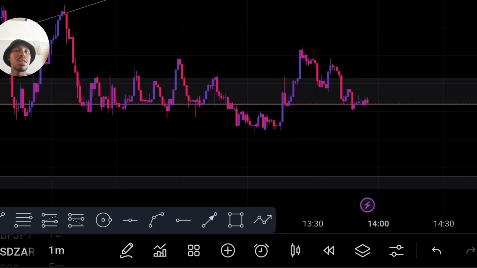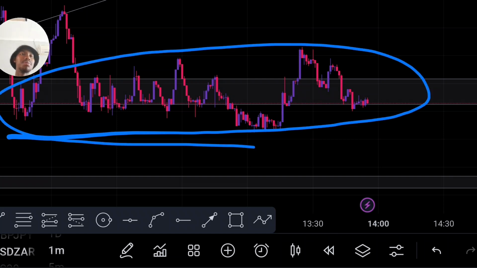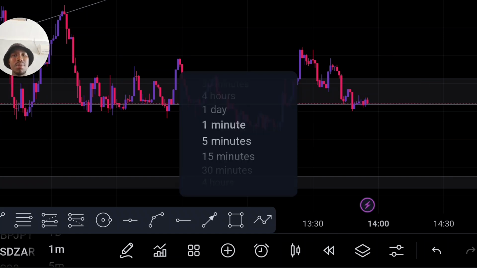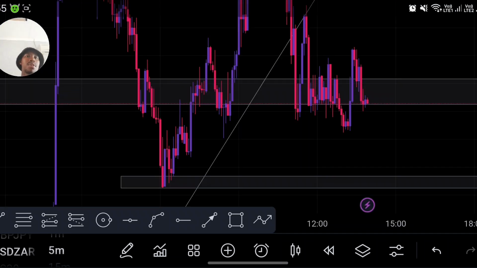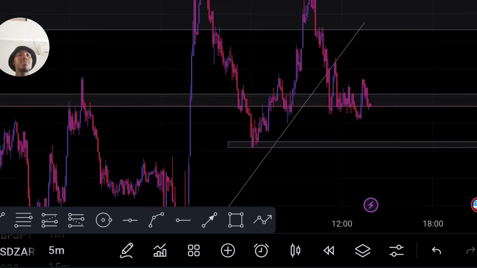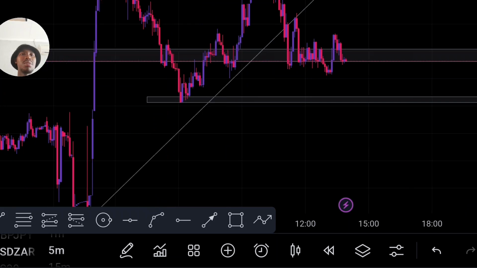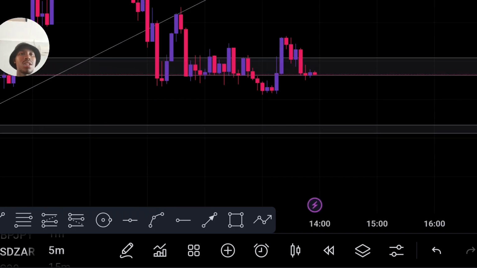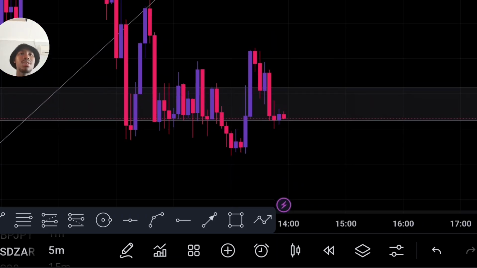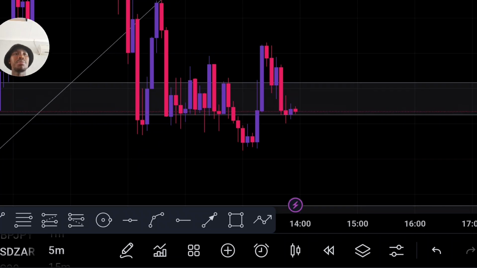Maybe the 5-minute, where I would find structure, which is not really telling me a lot. If I was an SMC trader, I probably would have taken a few things into consideration, like this order block over here. But I am not an SMC trader, and I stick to my setup.